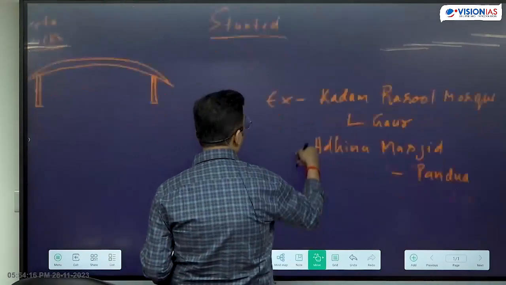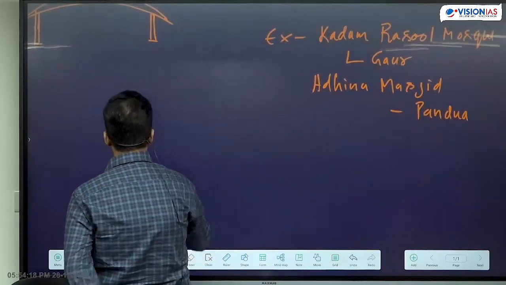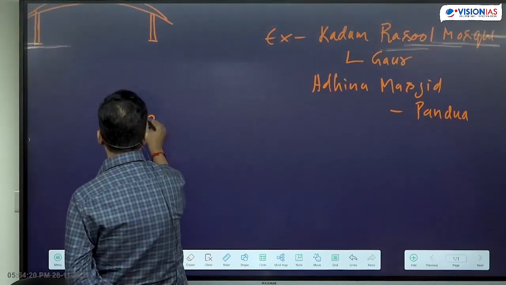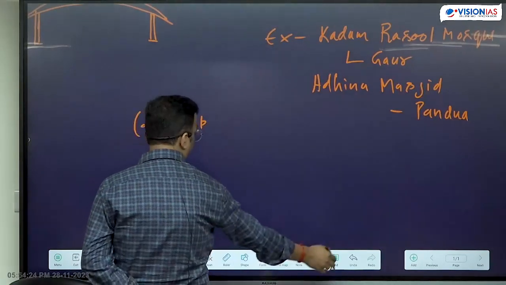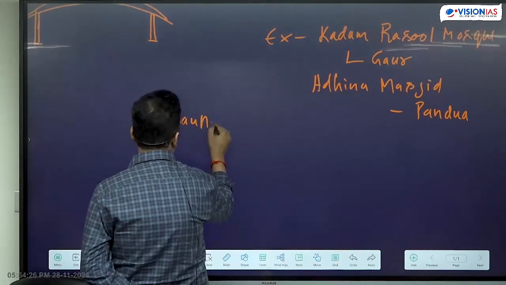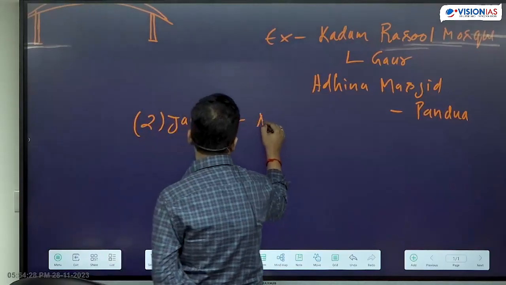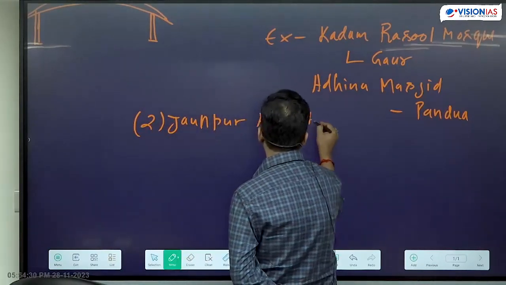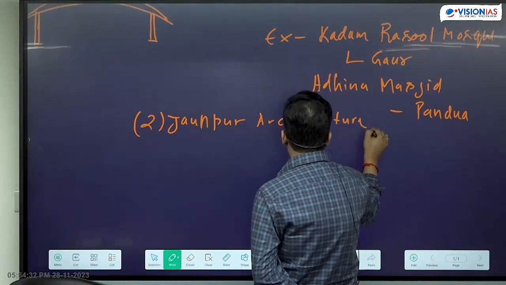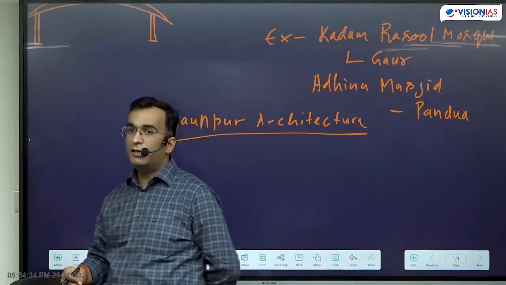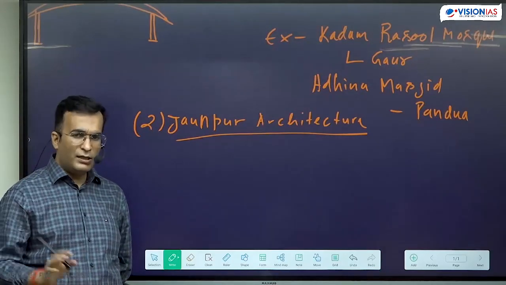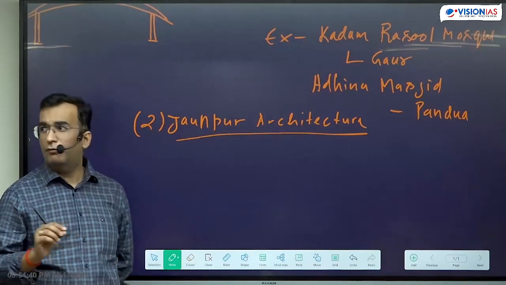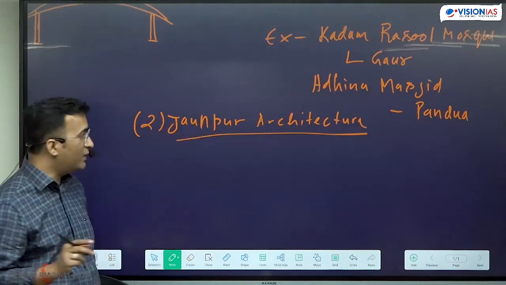So after Bengal, next you write number 2, from UP, Jaunpur architecture. So basically Jaunpur, it is an adjacent district to which area? Varanasi, okay? So Varanasi or which one? Prayagraj, हाँ. So Prayagraj से काफी closer है.